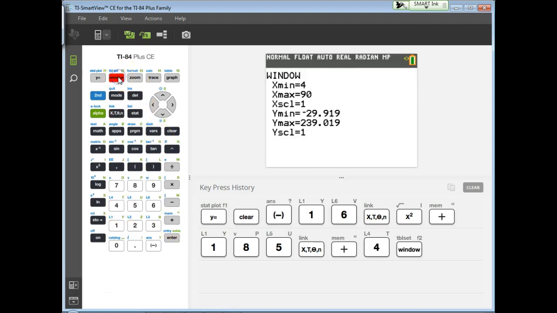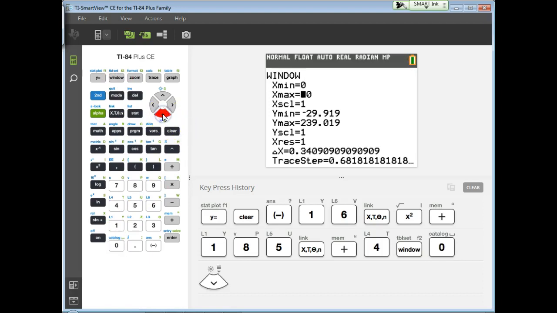So, if I go to my window, x, I have a weird window from the previous question, but x is measuring the time that the arrow is up in the air. So 4 seconds wouldn't be a really good start time. Let's start at 0 seconds, and I really doubt this arrow is going to be in the air for 90 seconds. So I'm just going to go with a 20 and see if that works.